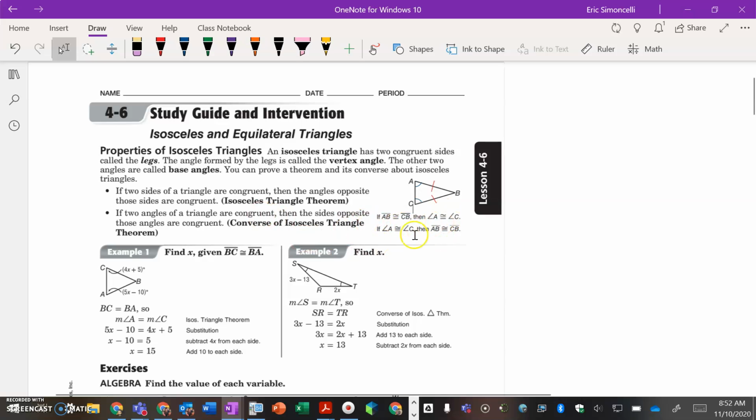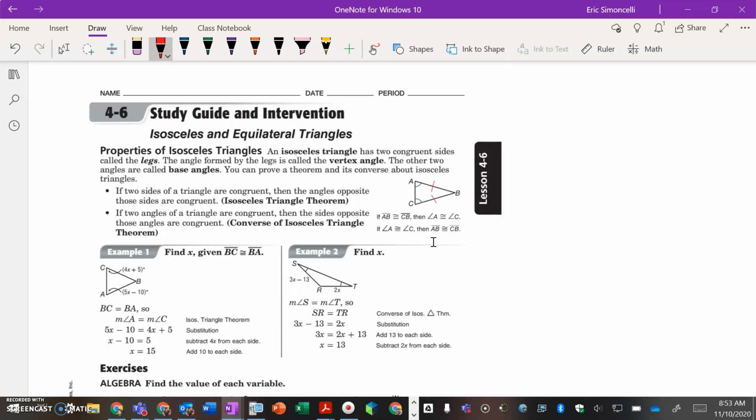However, we can also take the converse of this statement and it also is true. If two angles of a triangle are congruent, then the sides opposite those angles are congruent. Again, this is the converse of the isosceles triangle theorem, where you have angles congruent first. So let's say we start with angle A congruent to angle C. If that's the case, then side AB must be congruent to side CB. So if sides, then angles, or if angles, then sides. You need to be familiar with both the isosceles triangle theorem and its converse. They're both true.